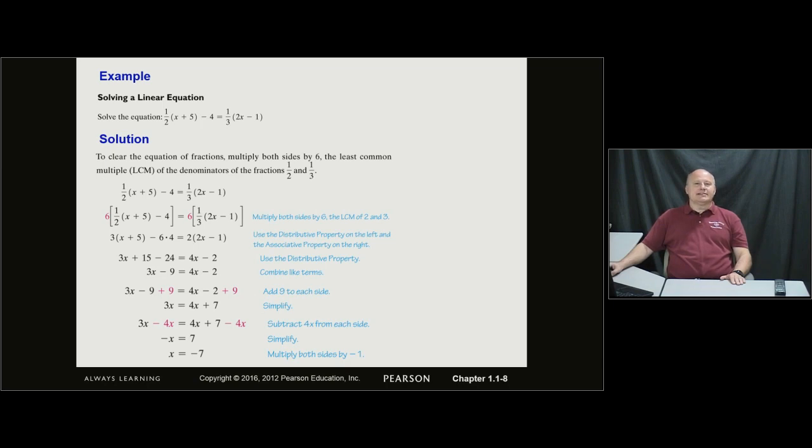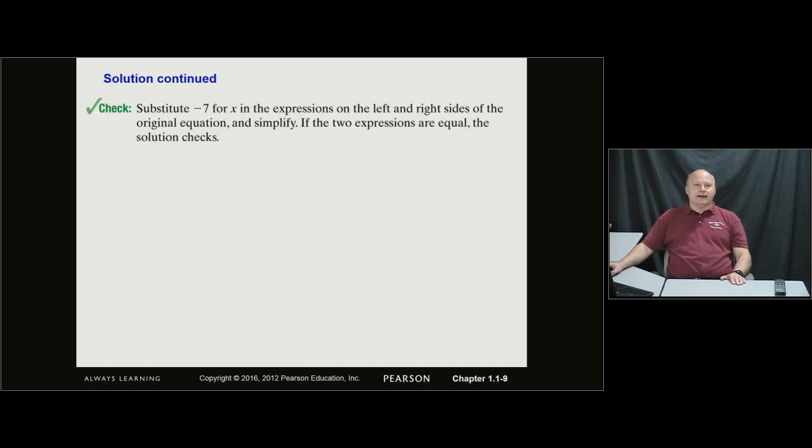And it is, as long as there are no mistakes along the way. As long as we made no mistake along the way, negative 7 should work. Now, there are no domain issues here. There are no fractions that have variables in the denominator. There's no square roots or anything like that. So x equals negative 7 is a legitimate solution as long as we made no mistakes. But we're going to check it anyway.